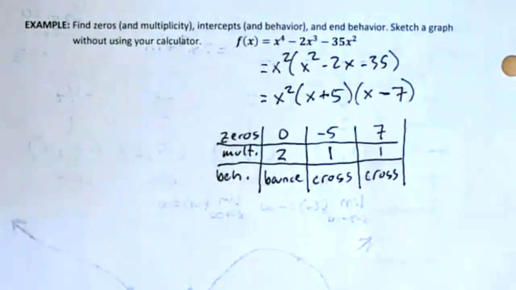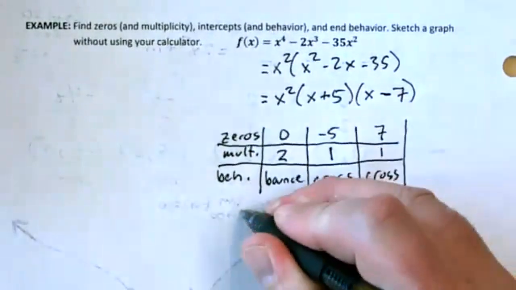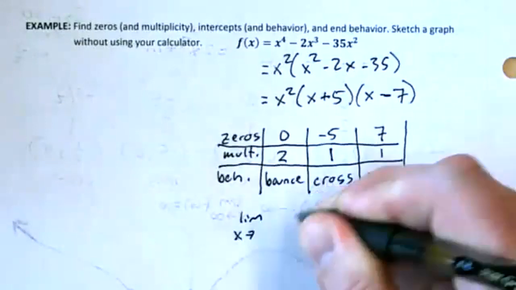Let's do our end behavior next. So I'm going to set up my limit notation, and then we'll figure out which dance we're doing.